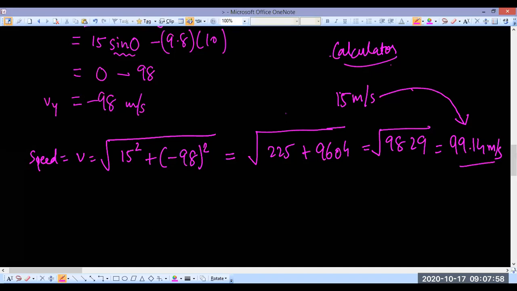Okay, when you get your physics homework, you are going to get a lot of questions like this, so please be ready, people.